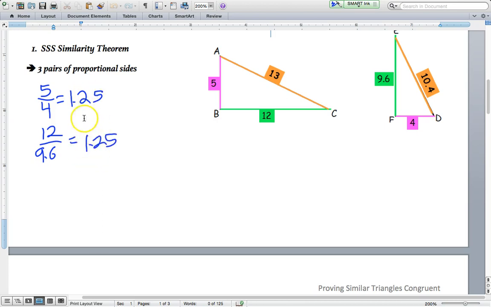So that's good. So far, they're proportional. And then do the third side, 13 over 10.4. Divide that in the calculator, and we get 1.25 again. Awesome, so all the sides are proportional, so we know the 2 triangles are similar.